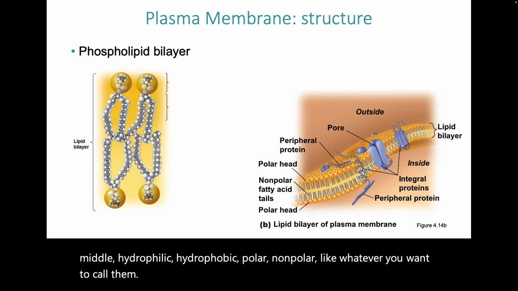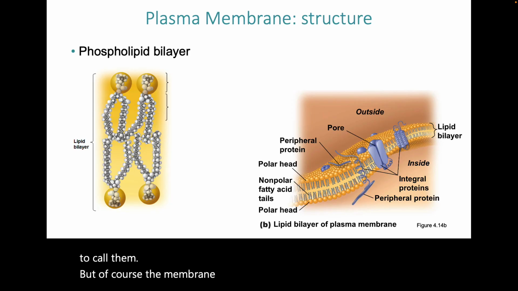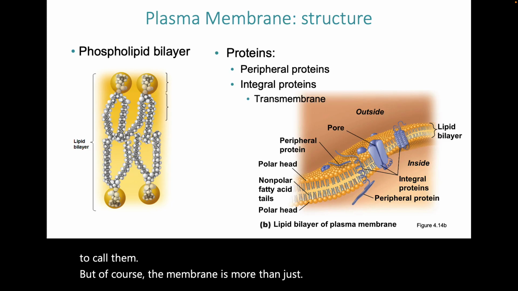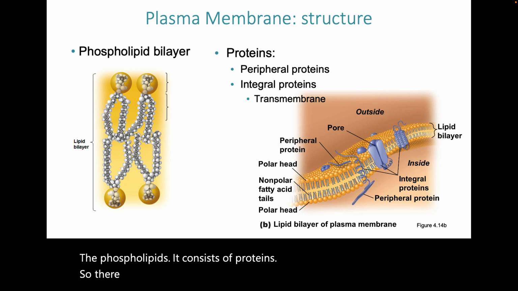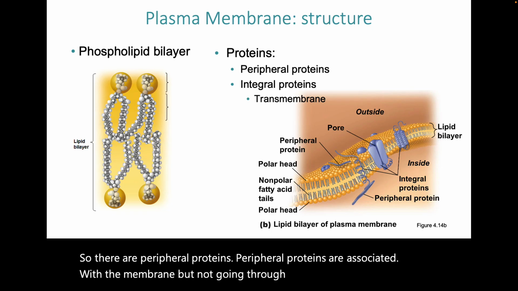But of course, the membrane is more than just the phospholipids. It consists of proteins. So there are peripheral proteins. Peripheral proteins are associated with the membrane, but not going through the membrane. Transmembrane proteins will go through the membrane.